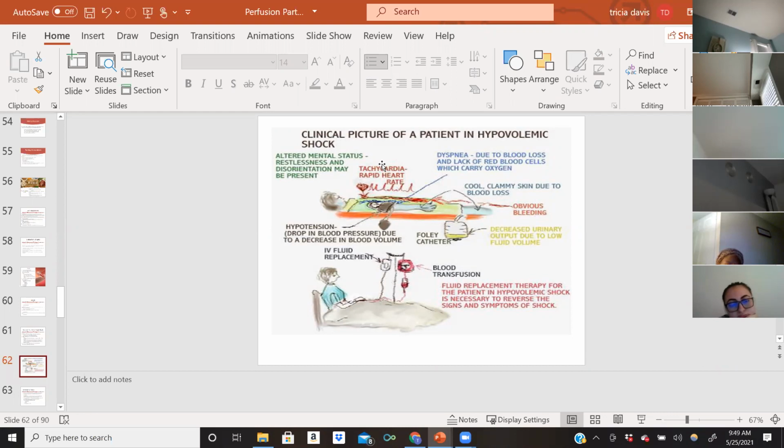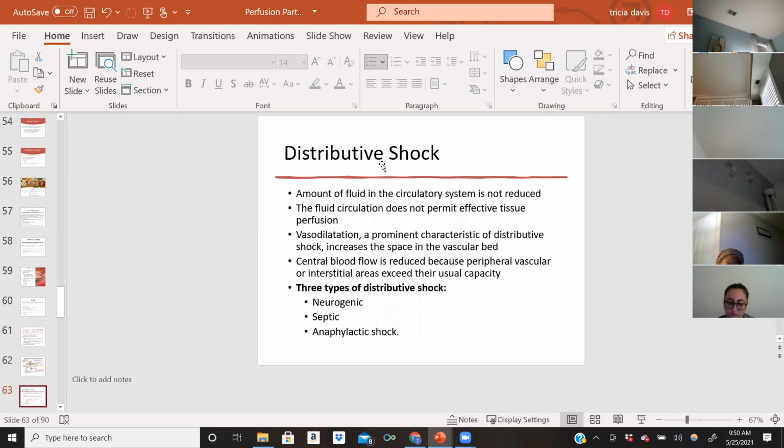Patients are going to be cool and clammy, right? Because the body's going to be shunting blood to other areas, the brain and the heart. Decreased urinary output because we're not going to have good blood flow to our kidneys, or they're not going to be perfused properly. So we're going to do fluid replacement, and then we're going to treat those signs and symptoms that we see. So we're going to give oxygen. They might need a blood transfusion, monitor those vital signs.